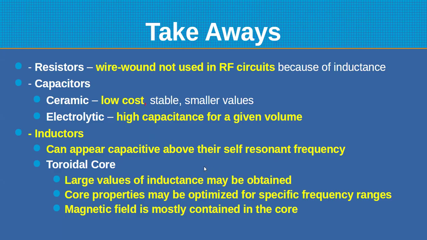Toroids give you a large value of inductance compared to just an air-wound coil. You can optimize the properties of the toroid, like frequency response, based on the mix of the material, and the magnetic field is almost totally contained within that toroidal core. There's very little stray magnetic field.